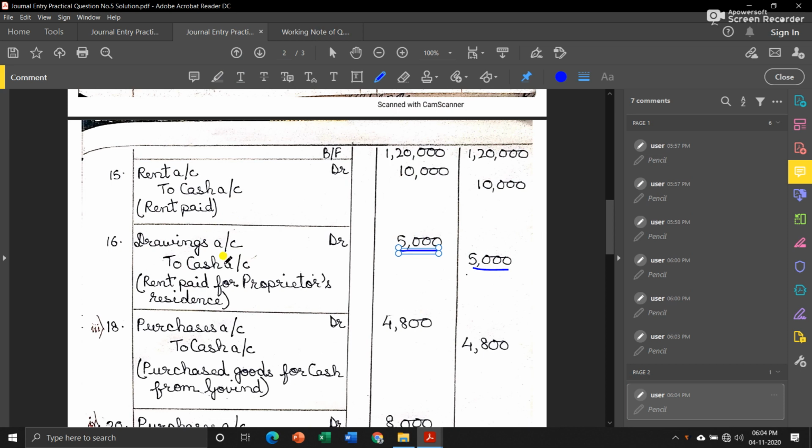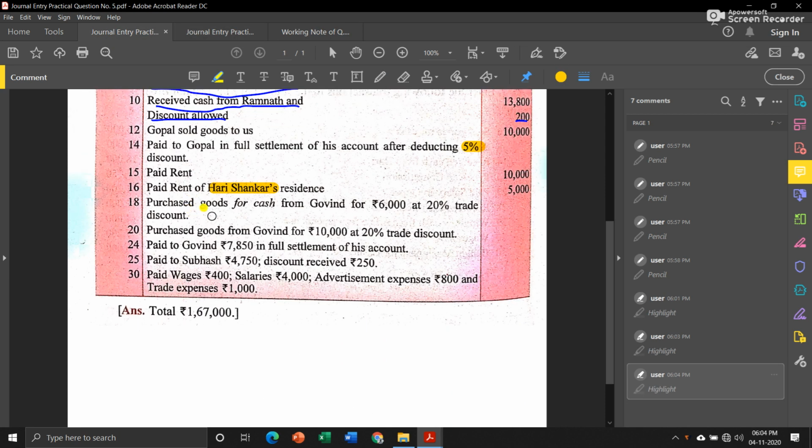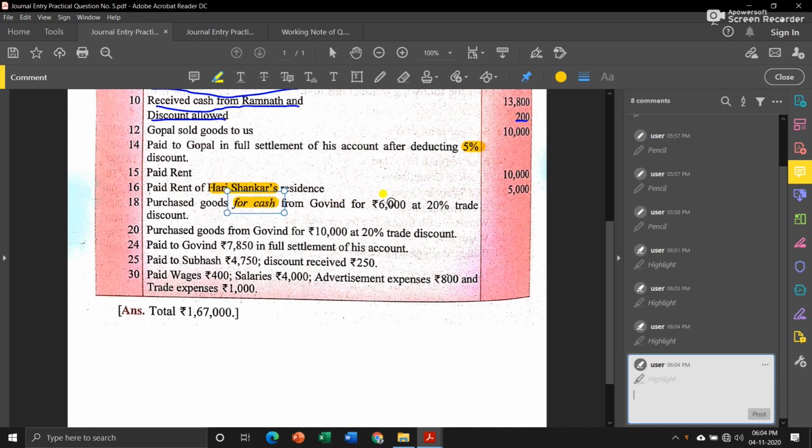Okay, you have to understand which transactions are related with the proprietor's personal expenses and which are related with his business. If any expense is related with the proprietor's personal things, then it will be treated as drawings. Now next is purchased goods for cash. Remember, from Govind for 6,000 at 20% trade discount. Now this transaction is a cash transaction. The list price is 6,000 and we have to give 20% of trade discount.